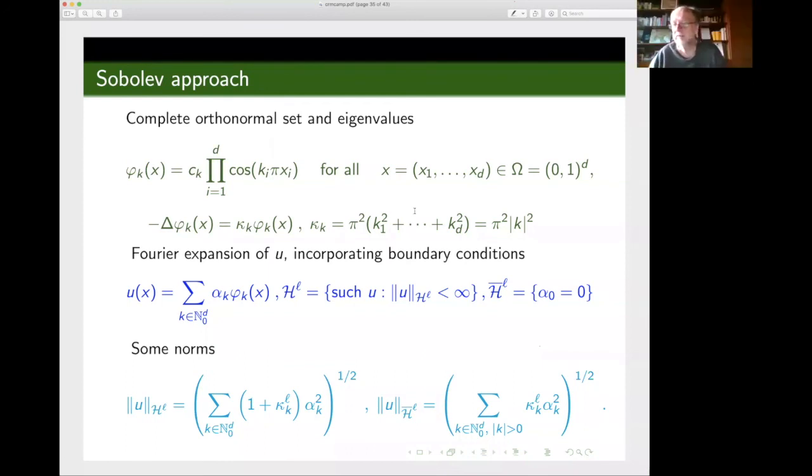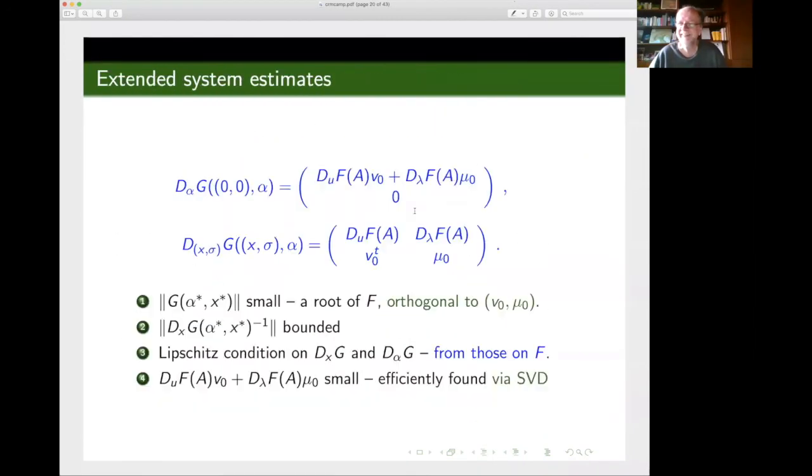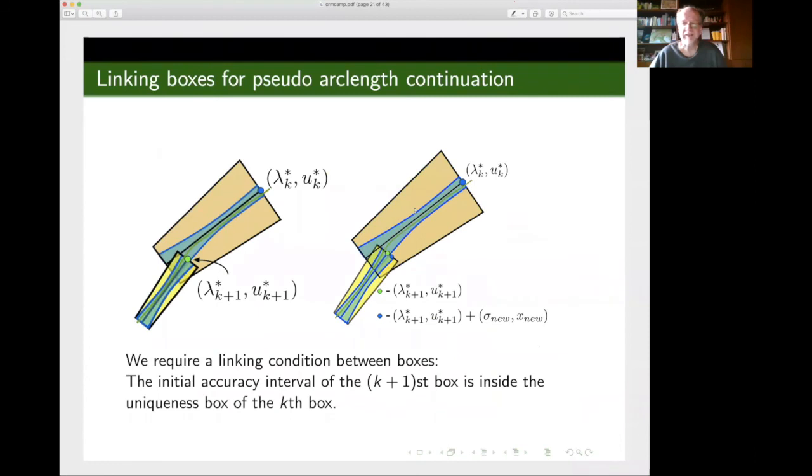I have actually one more, if I may. Of course you may. When you talked about this branch following and the boxes, you said that the existence region of the k-th box must be contained in the uniqueness region of the (k+1)-st box, or vice versa. I think it's vice versa. But what I want to say, it doesn't matter. I think you can take it vice versa. If one of the existence boxes is contained in the uniqueness box of the other one, then you're fine, aren't you?